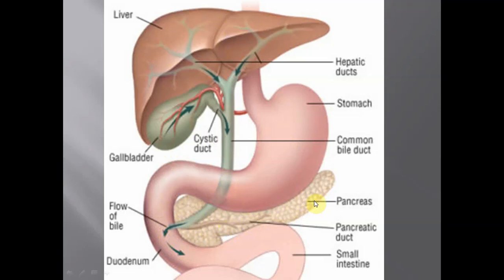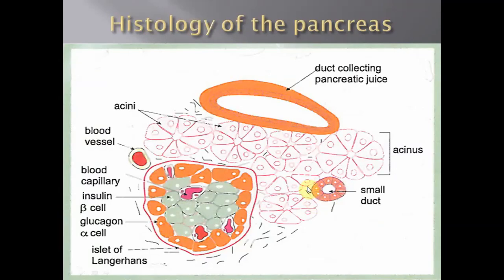Now, if we make a cross-section of the pancreas, we will notice that it is made up of two prominent or distinct regions: the acini, one acinus, many acini, and the islets of Langerhans. Okay, what about the acini?